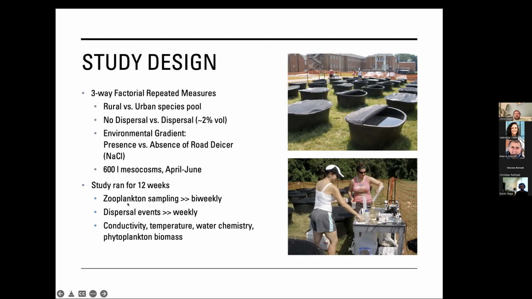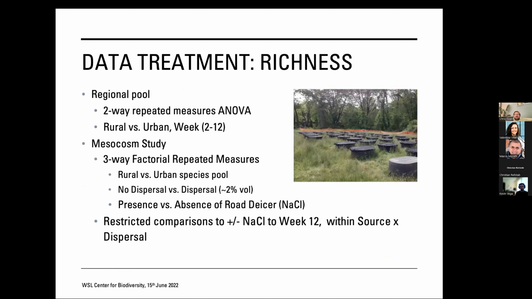So we ran the study for 12 weeks. We sampled zooplankton bi-weekly. The dispersal events were weekly. We measured conductivity, temperature, water chemistry, and phytoplankton biomass. We monitored all of that to make sure everything was going okay, and I'll show you the relevant dependent variables as we go on. So the regional species pool, we looked at as a two-way repeated measures. We looked at rural versus urban, and I'm going to show you the results for weeks 2 to 12.